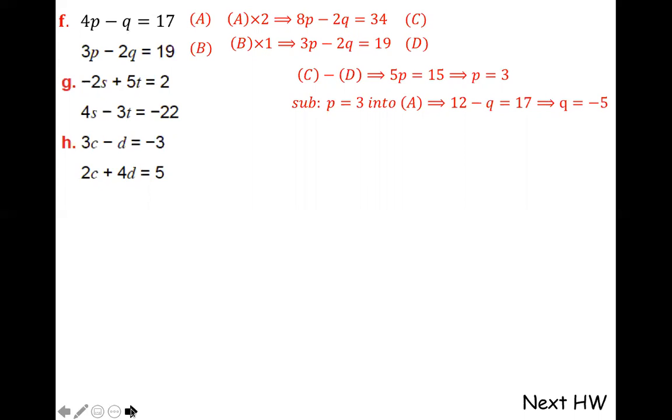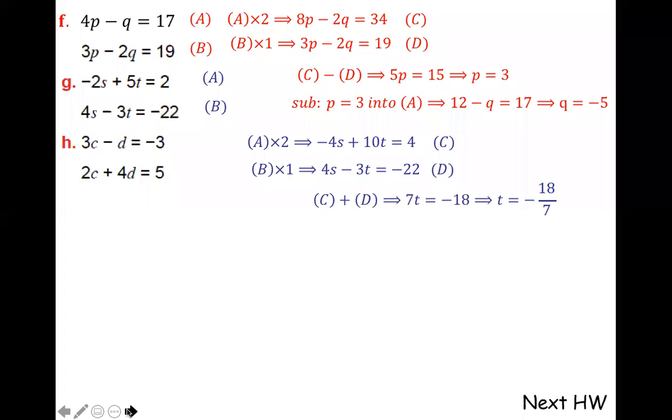Okay. And for G, we're going to do A times 2 to get rid of... why did we do A times 2? Let me think about that. Oh yeah, to make it a 4. If you want 4s to go, you can just do A times 2 and then B times 1. And now you've got 4s on both sides. Then you add them up, C plus D, you get 7t equal -18, and then divide by 7. So again, that's a fraction.